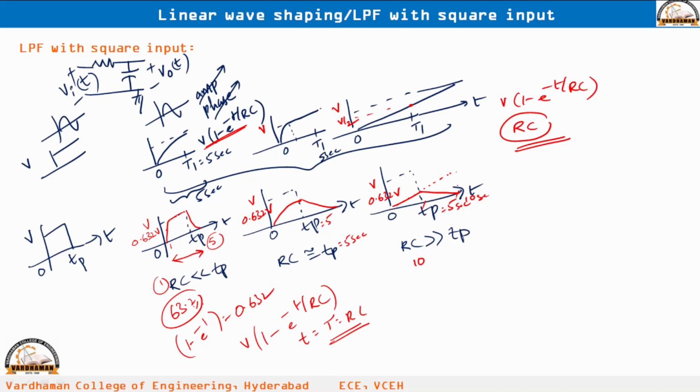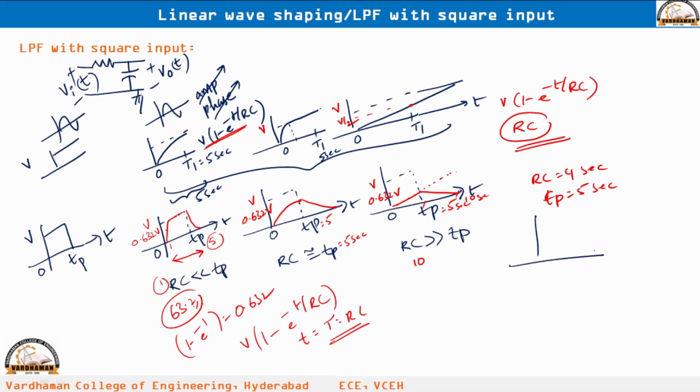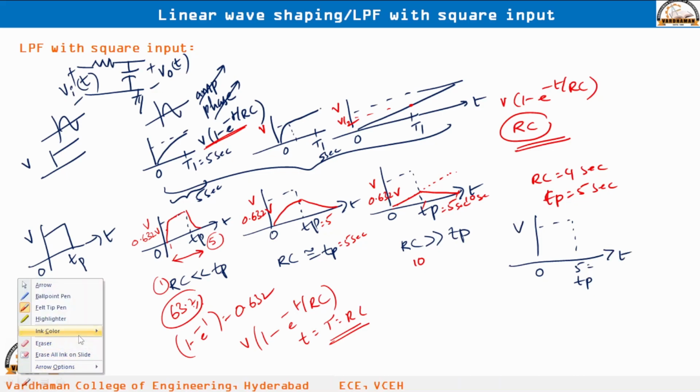And here one more thing I will take. If you take RC is equal to 4 seconds and TP is equal to 5 seconds, as usual I am taking TP is equal to 5 seconds. When these two are equal, in the second case, we have seen how the output will come. But when you take RC as 4 seconds, how are we going to get it? I am going to draw it now. So, see carefully, I am taking the pulse input 0 to 5 seconds, that is TP, this is T, this is V.